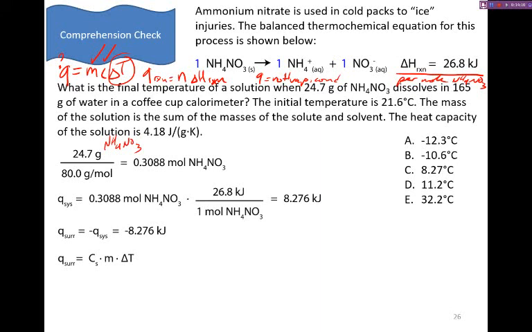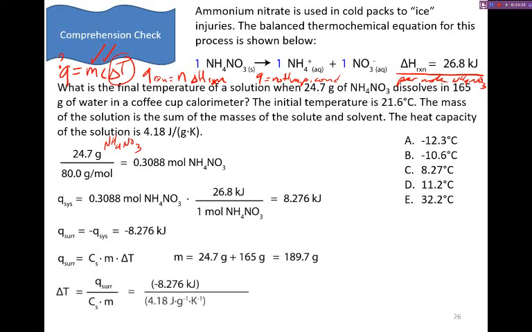So our Q of the surroundings is equal to C m delta T. Our mass is the sum of the masses of the solute and solvent. And to find the change in temperature, we rearrange and plug in our values. And when we do so, we get that it's changed by 10.44 Kelvin.